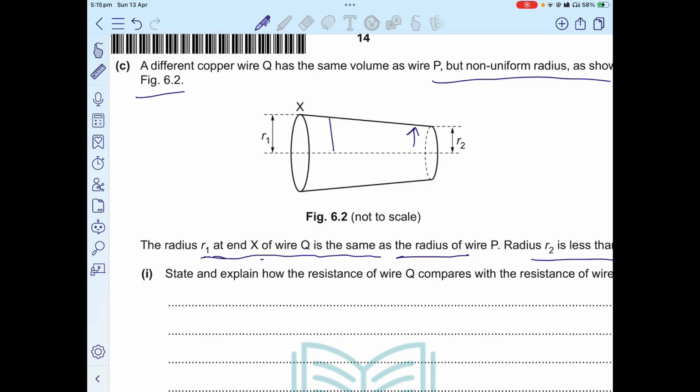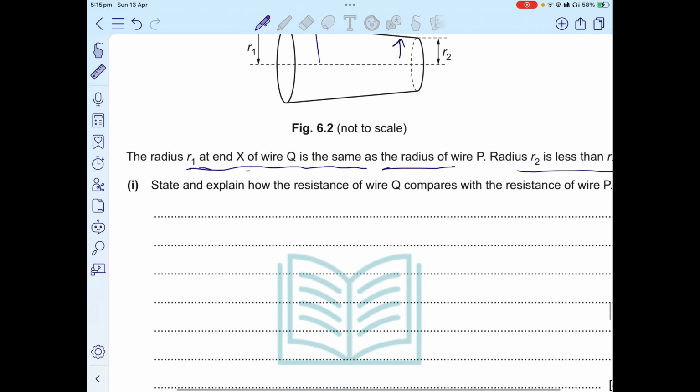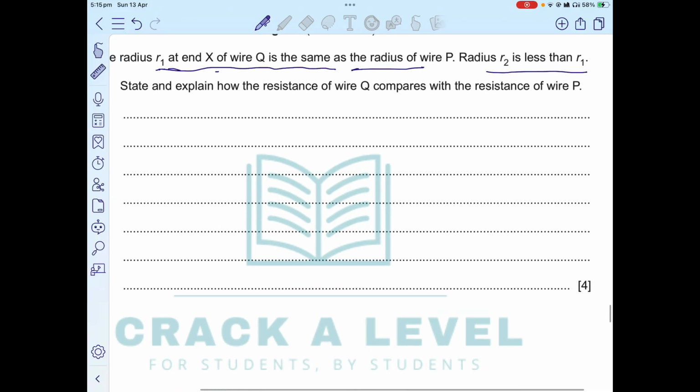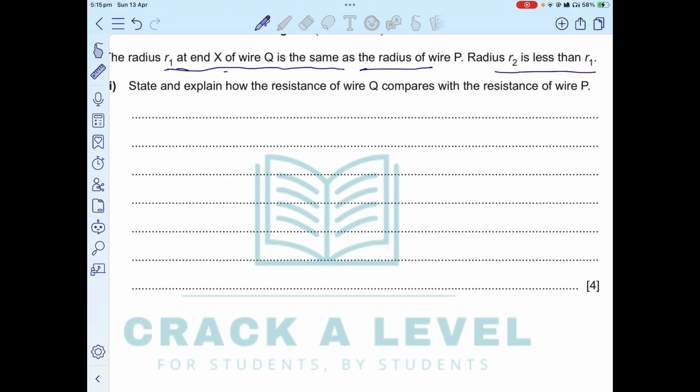The resistance is also inversely proportional to the cross-sectional area of the wire, so when the area decreases, which is what is happening here, the resistance will further increase. Hence, overall, the resistance of the wire Q is greater than the resistance of the wire P.